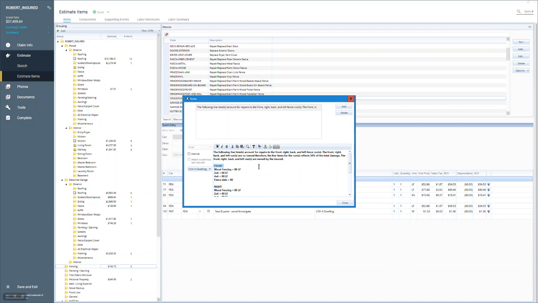So we know that we're going to repair the front and the right and the back. But remember, the front and the right are owned by the insured. So let's edit this properly. The following line items account for repairs to the front, right, and back. So let's change this to say "and back." We're going to take the left run out because we'll deal with that on another text note on the replacement.